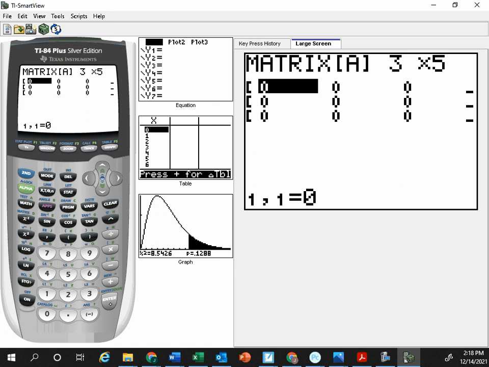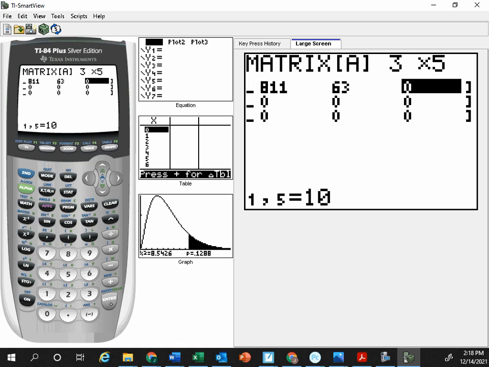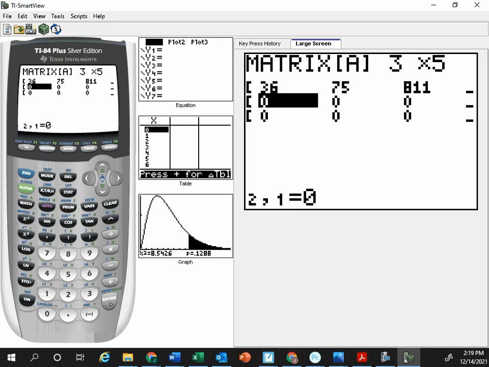You see all the counts we've got from the different grades? We're putting all of this in. 811, that's probably not going to work.